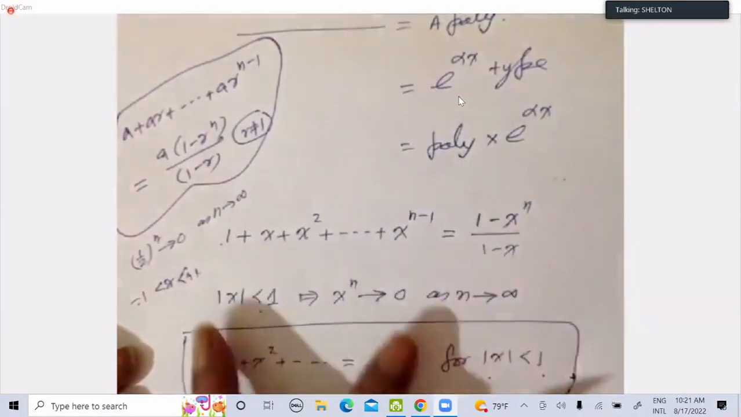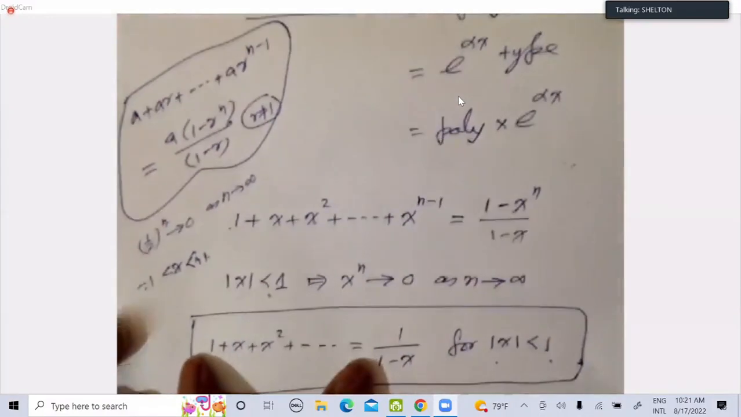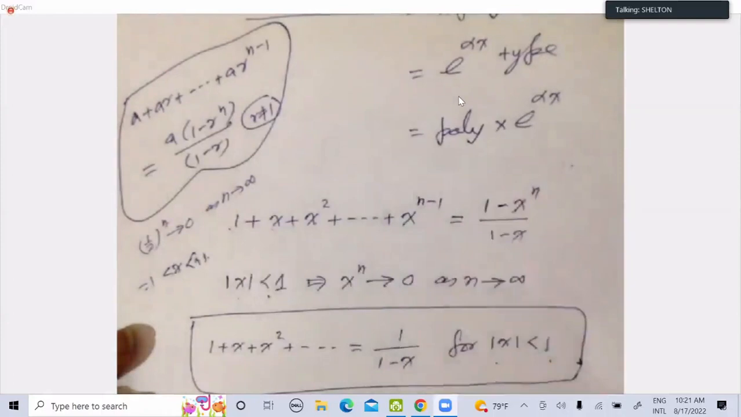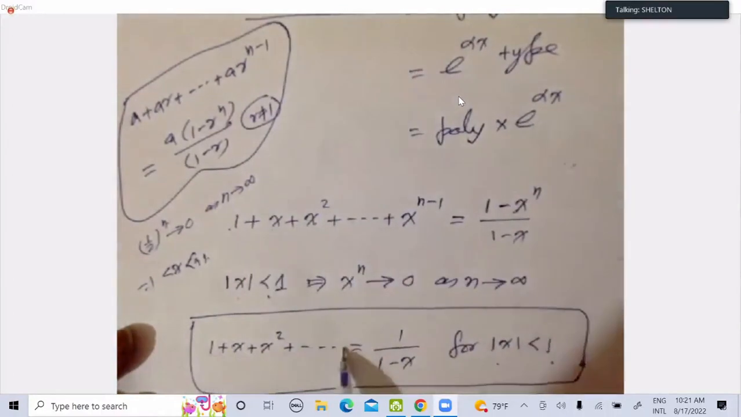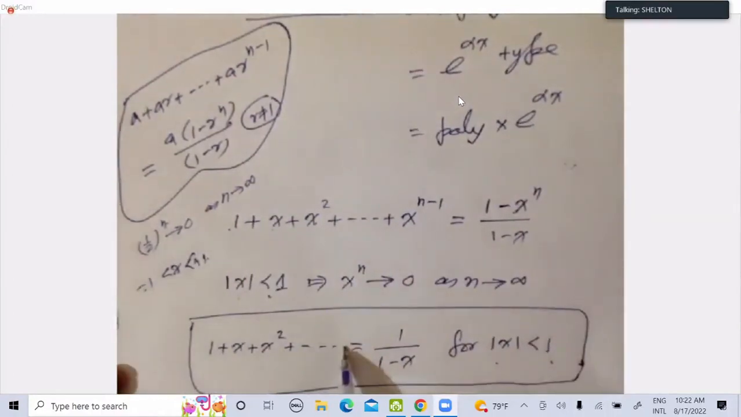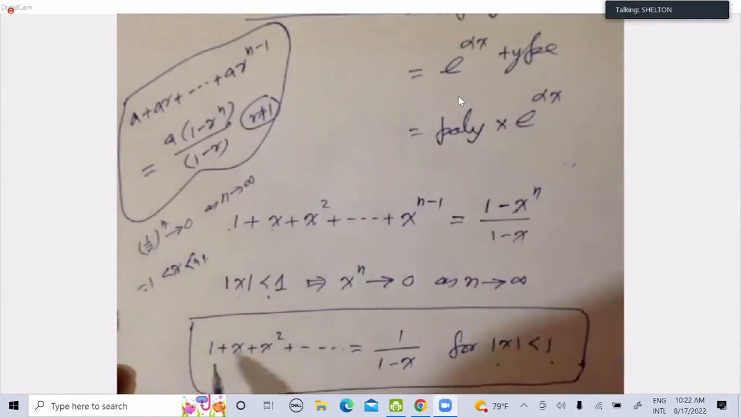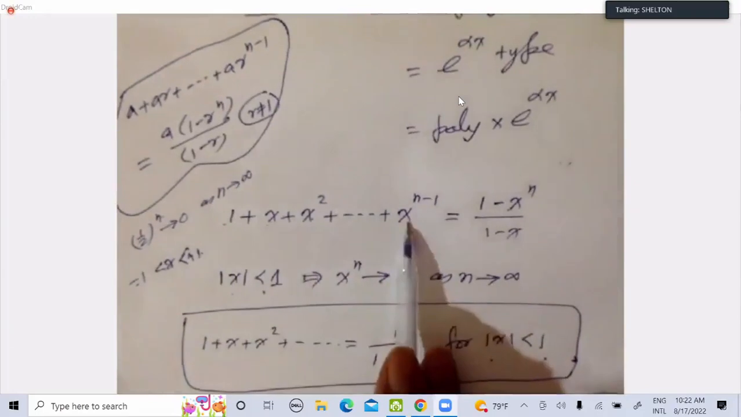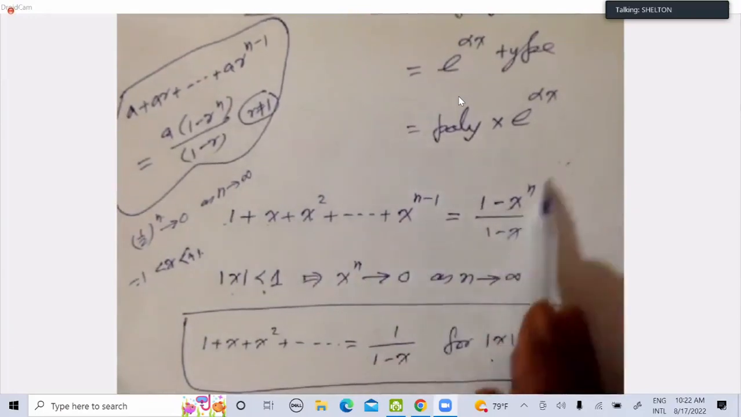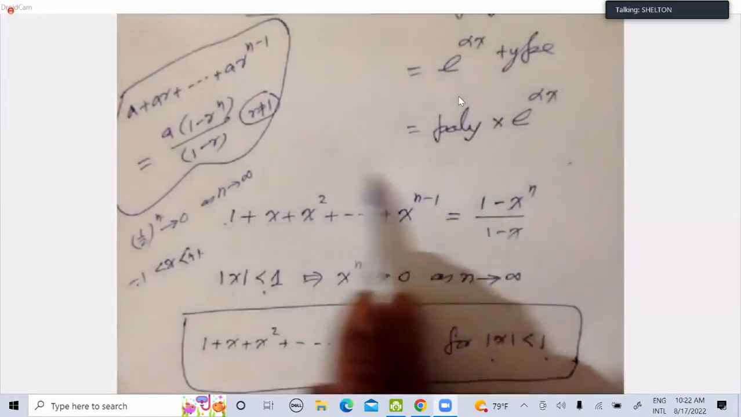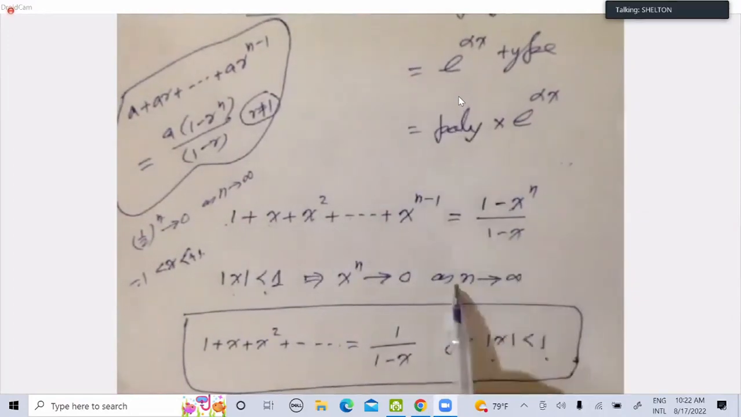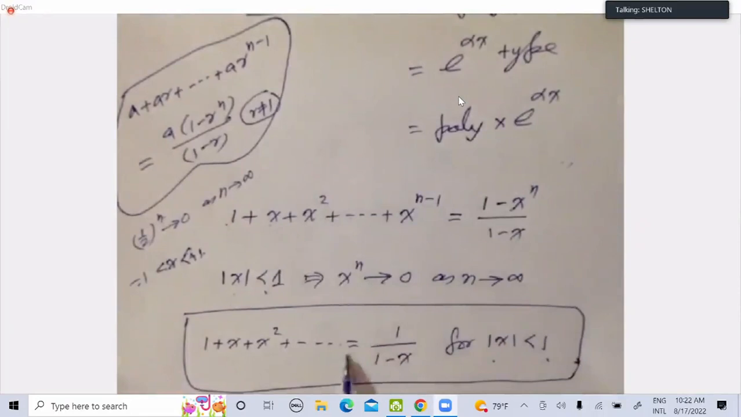From this, to get this infinite series, what we do is let n go to infinity in this. This is an infinite series. Its sum is the limit of the first n terms as n goes to infinity. The first n terms is this. This goes to 0 as n goes to infinity. Therefore, this entire thing goes to 1 over 1 minus x as n goes to infinity. So we get this result.